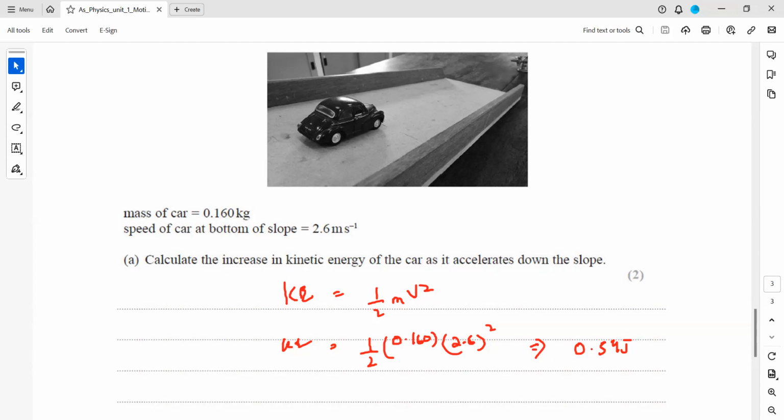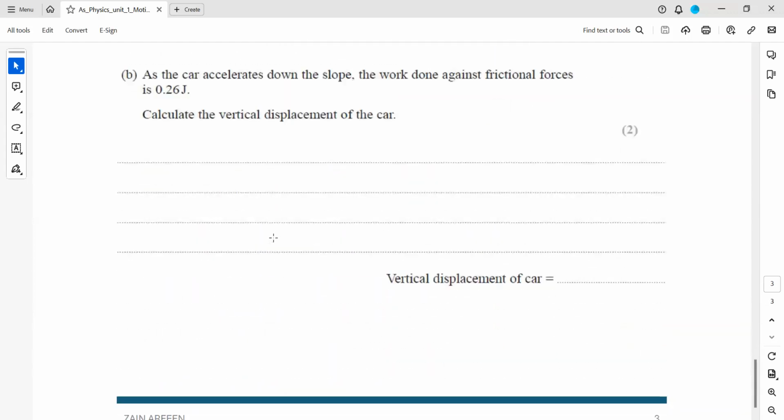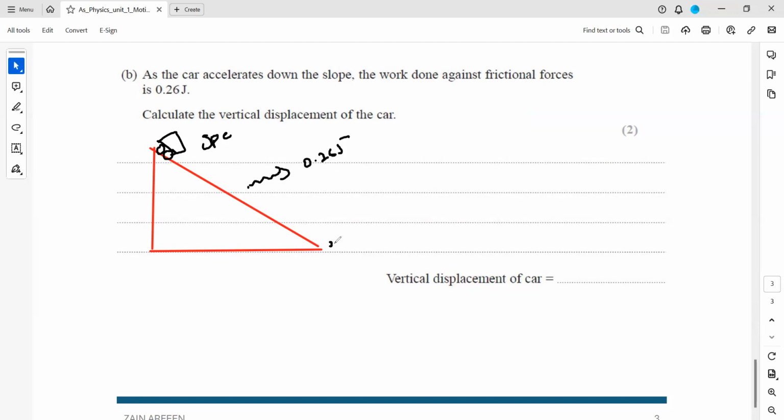Then a car accelerates down the slope. The work against the friction is 0.26. Calculate the vertical displacement. So what actually happened as this car moves down the slope? At the top, it has gravitational potential energy, GPE. But when the car rolls down, it loses some of the energy against the friction. How much energy is lost? 0.26 is lost. And at the bottom, when it reached the bottom, it has kinetic energy. And how much is this kinetic energy?